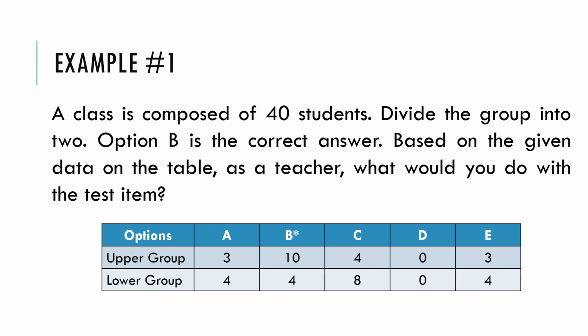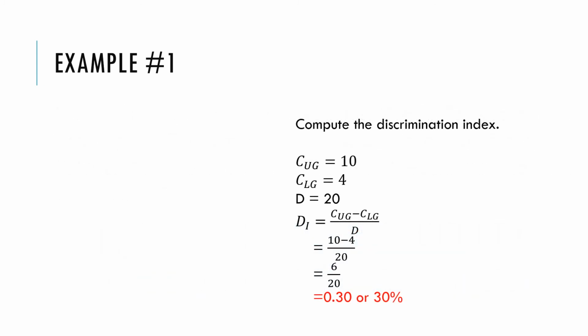Next, as the first one, we have to compute the difficulty index. So how to compute? Of course, we have to get the small letter n first. Yung sinabing small letter n, meaning to say, kung ilan yung nakakuha ng tamang sagot sa upper at saka lower. So 10 plus 4, the correct answer for small letter n is 14.